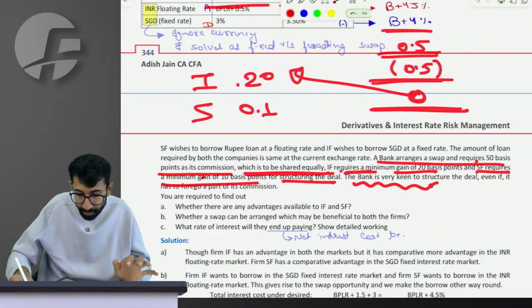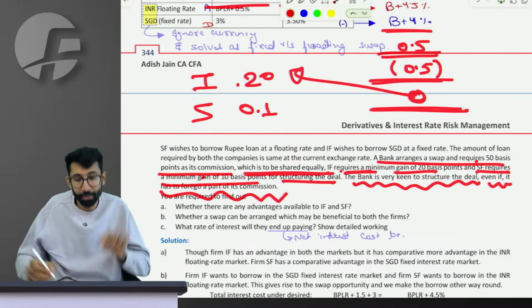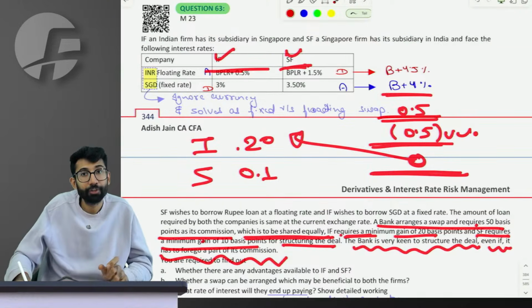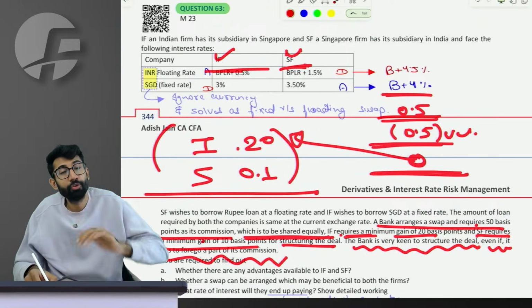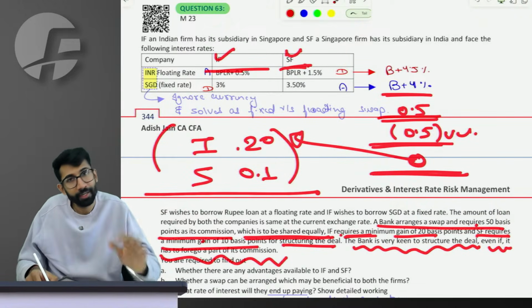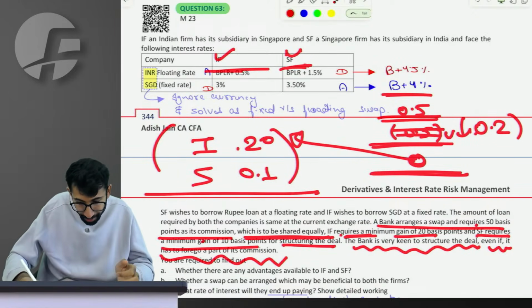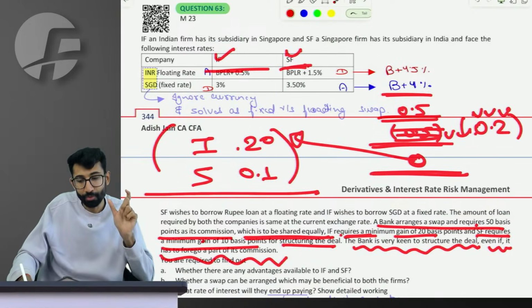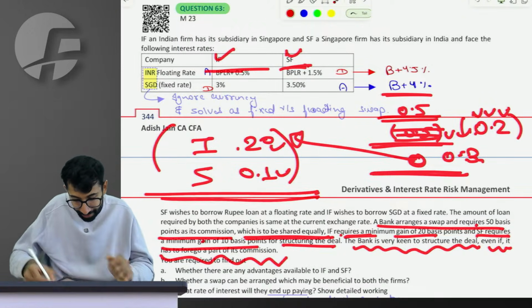The bank is very keen to structure the deal even if it has to forego a part of the commission. Sir, I initially wanted 0.5. But if I have to forego a part of the commission, even if I have to distribute 0.3 to the other parties, I'm ready to do it. I want to just do this deal. So let me have my commission as only 0.2, so that when 0.3 is left, it can be distributed like this.